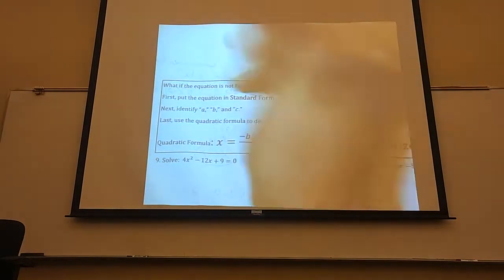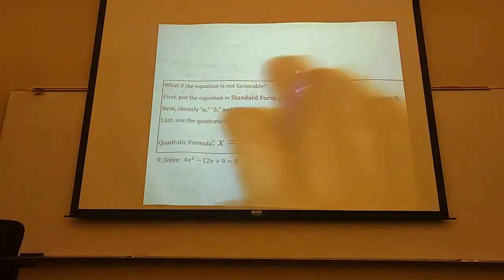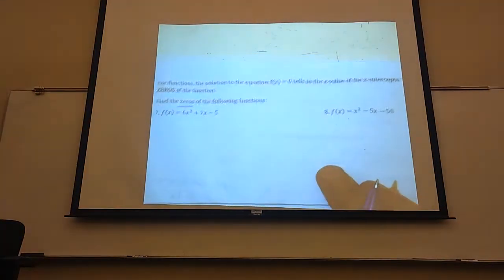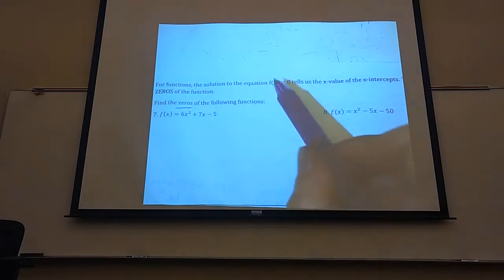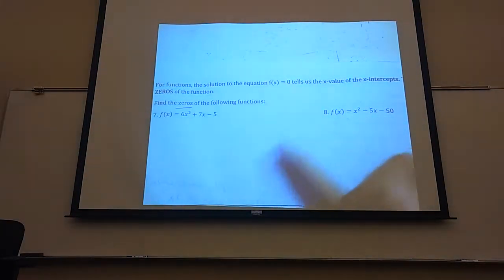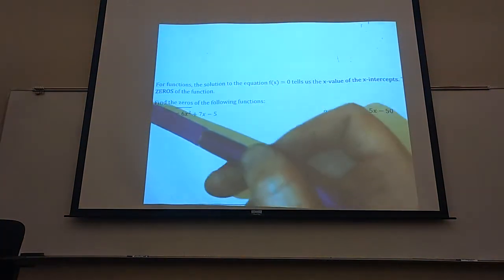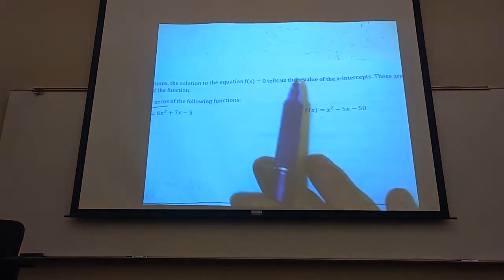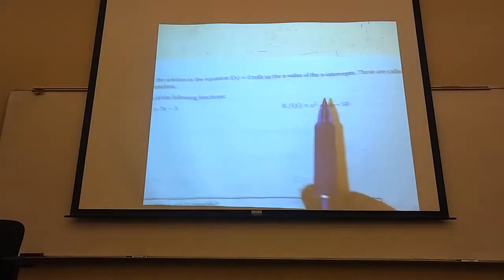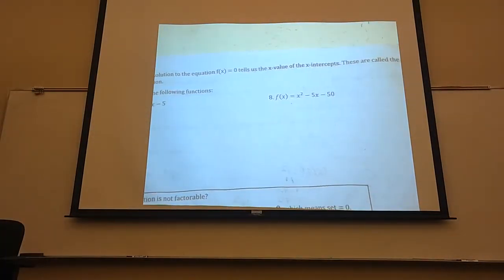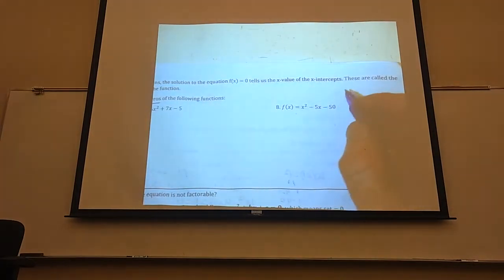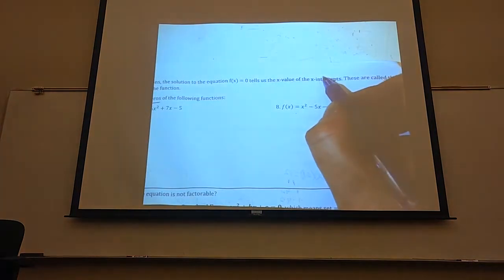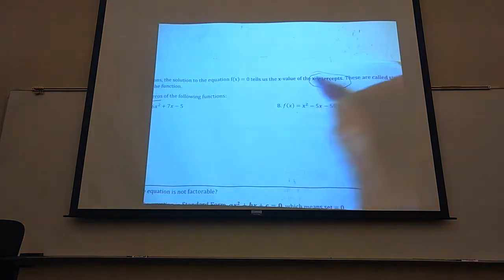Are y'all familiar with this terminology, zeros? Find the zeros. Yes, you just have to say the equal to 0. Yeah, for functions, the solution to this equation, f of x equals 0, tells us the zeros of the function, or the x value of the x-intercepts. Man, this thing's got a lot of names, huh? Or colloquially, we just say it's the x-intercept.